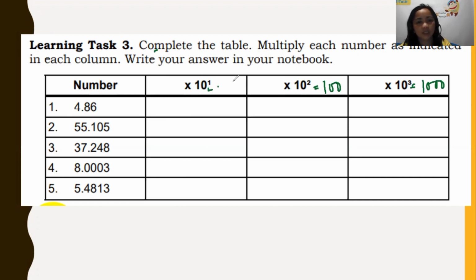Again, pag multiply tayo ng 10, 100, and 1,000, we just move the decimal point to the right. So we have 4, 8, and 6 tenths. 1 place. Pag naman times siya sa 100, we have 486. At kapag ita-times siya sa 1,000, we have 4,860. So this is for learning task number 3.